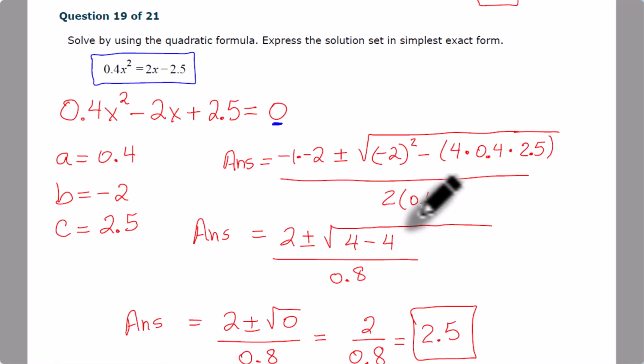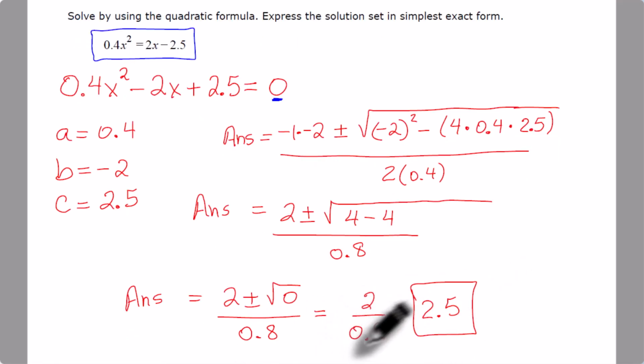And I plug in A, there's A, there's A, here's B in there, and there's my C stuck on the end. Let's see, minus 1 times minus 2 is a positive 2. Minus 2 squared is 4. Turns out all of that stuff is 4. That's great. It goes away. 4 minus 4 is 0. And so I simply get one answer, 2 over the 0.8. And if you calculate that, you get 2.5.